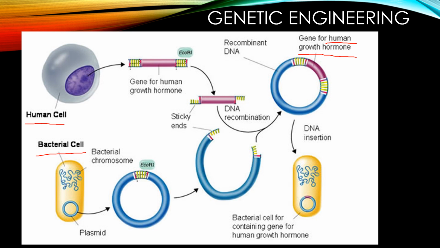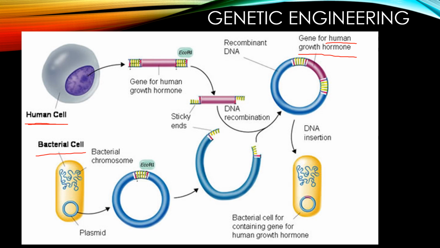What they quite often do is get it made by these genetically modified bacteria. So let's see how it works. We've got the human cell first of all. The doctors will remove some cells from a person, and they'll look at the actual DNA inside those cells. They're going to use enzymes which will specifically cut out the gene for the human growth hormone. Now they use very specific enzymes.